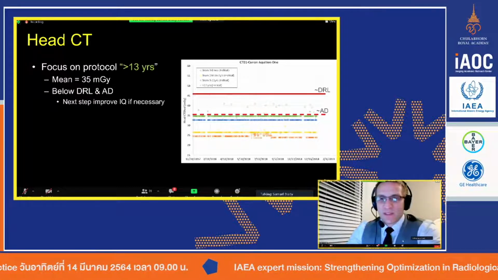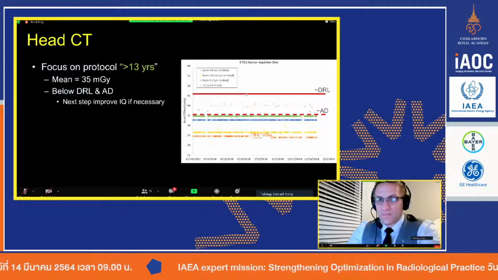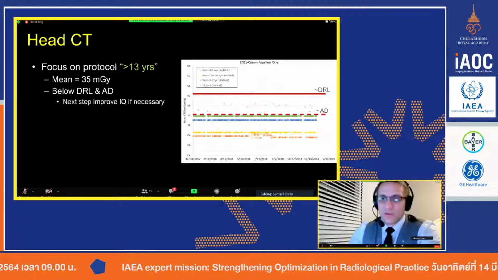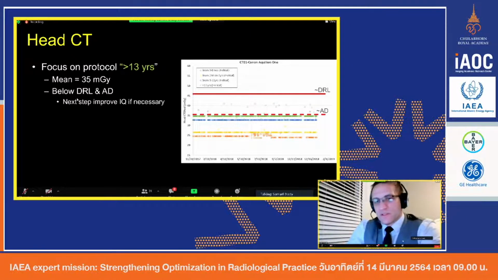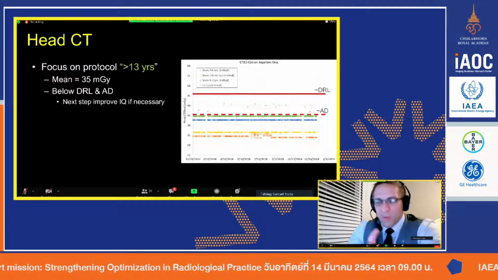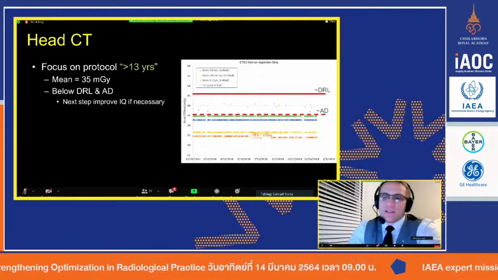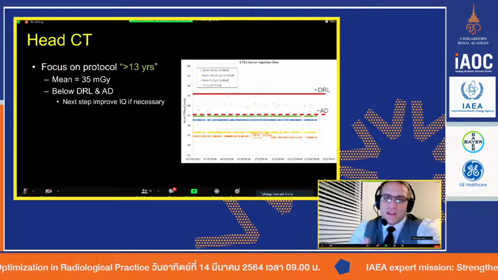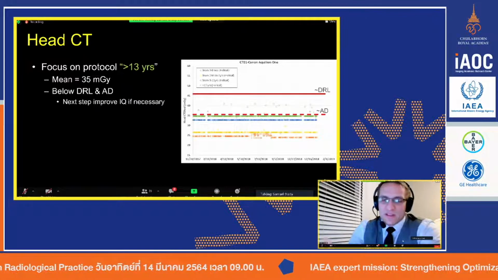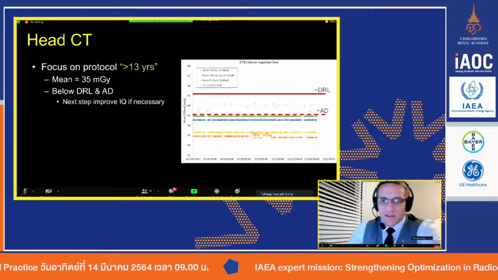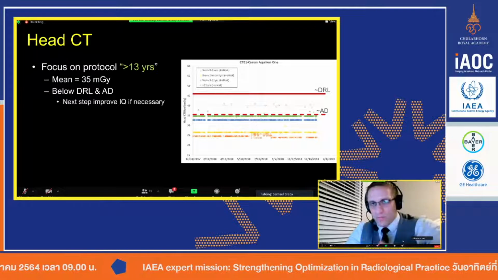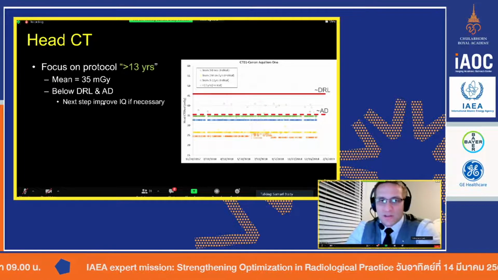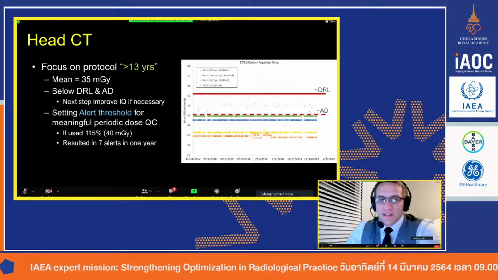So because everything is below the national DRL, or in this case, the pseudo national DRL, maybe we don't need to reduce the dose in our patient population. So what we need to do when we investigate this is ask ourselves, is there a reason? Is the image quality appropriate for the task, for the clinical indication, for what's being done? And from that, we can set alert levels.